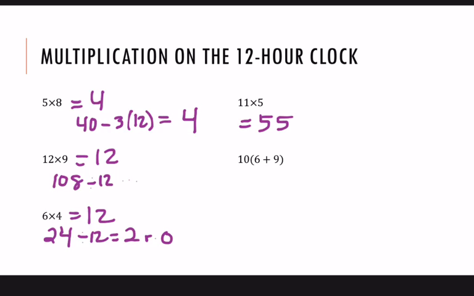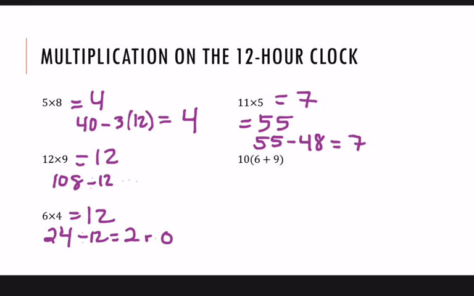Okay, and then look at how many multiples of 12 you can subtract. So I can take away 24, 36, 48, and 55 minus 48 is 7. That is a number in this system. All right, so that's a good answer, 7.